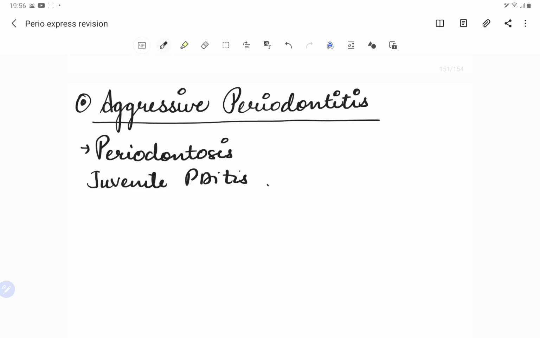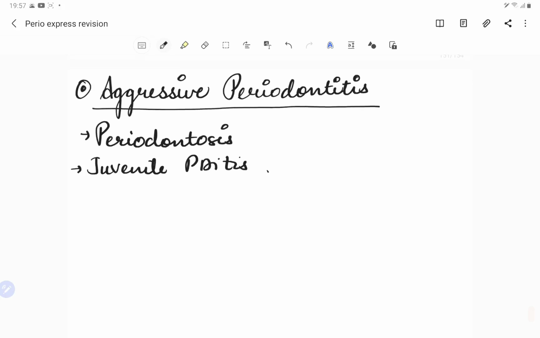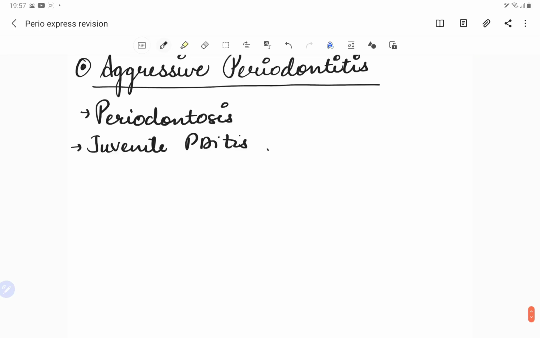because of its association with the pubertal age, since the onset of age for localized aggressive periodontitis, which we will be covering soon, is circumpubertal, which is associated with puberty. So that is why it is also known as juvenile periodontitis. Bayer in 1971 told certain things about periodontosis. He told that there is a rapid bone loss.